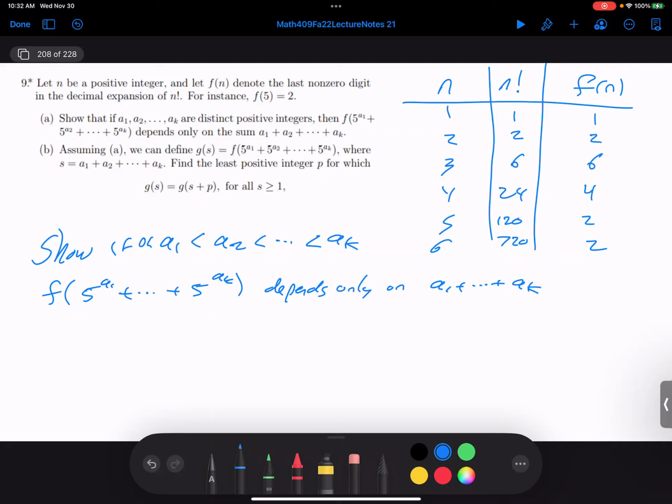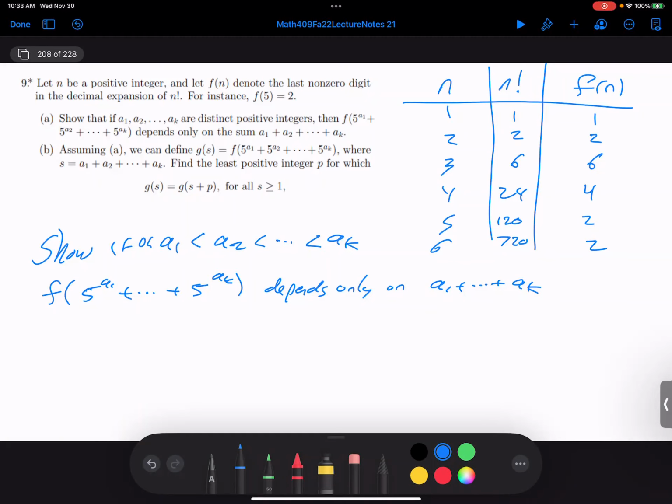Can we get much data on this? The numbers get very large very quickly. We're not going to gather much data. So that tells us that we have to be able to attack this without gathering too much data. Now we only care about the furthest digit to the right, the last digit to the right.